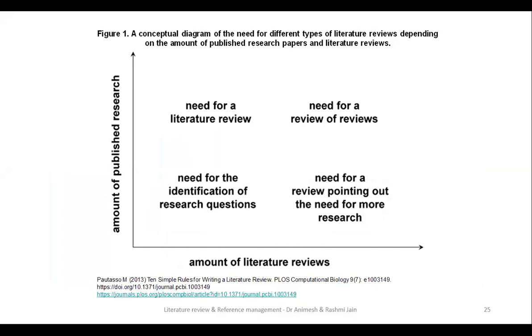If you have to identify the research question and a moderate amount of literature is available, you need to do a little literature review and you'll be able to find out. However, if you find that there is no literature available and you want to do a literature review, that goes to the upper quadrant here, so there will be a need for a literature review there. And many times there is a lot of literature available, and reviews are also available, so you need to do a review of reviews. That means you need to synthesize from the reviews that are already available.